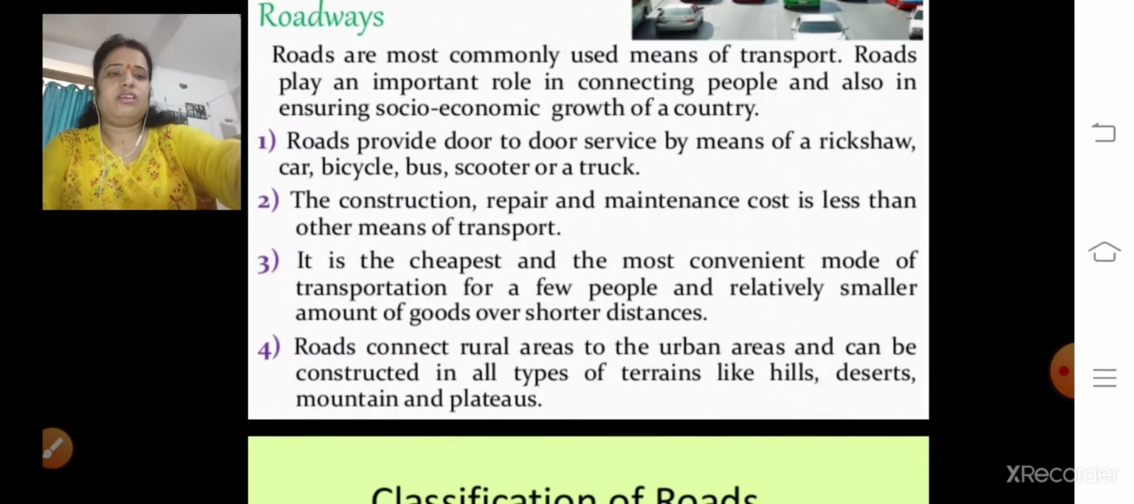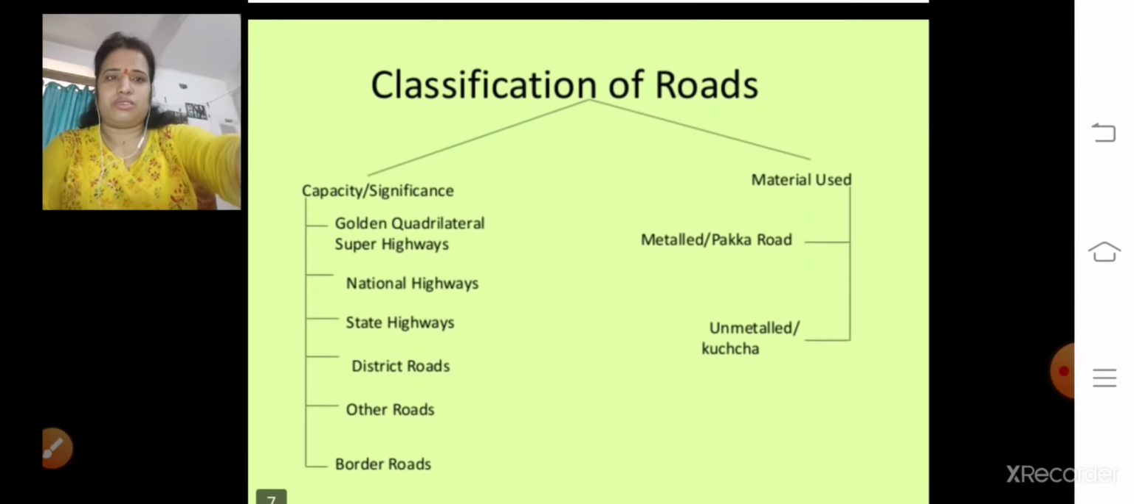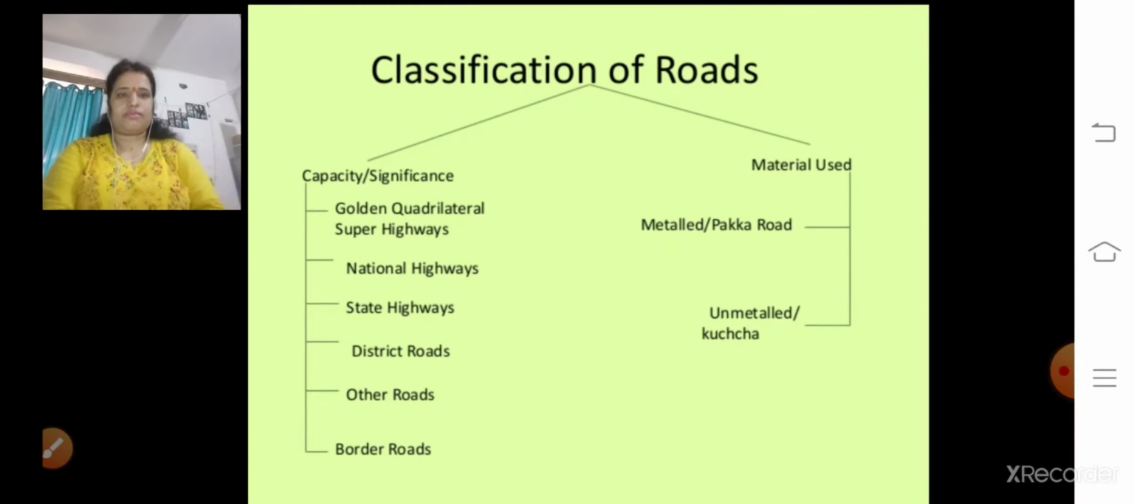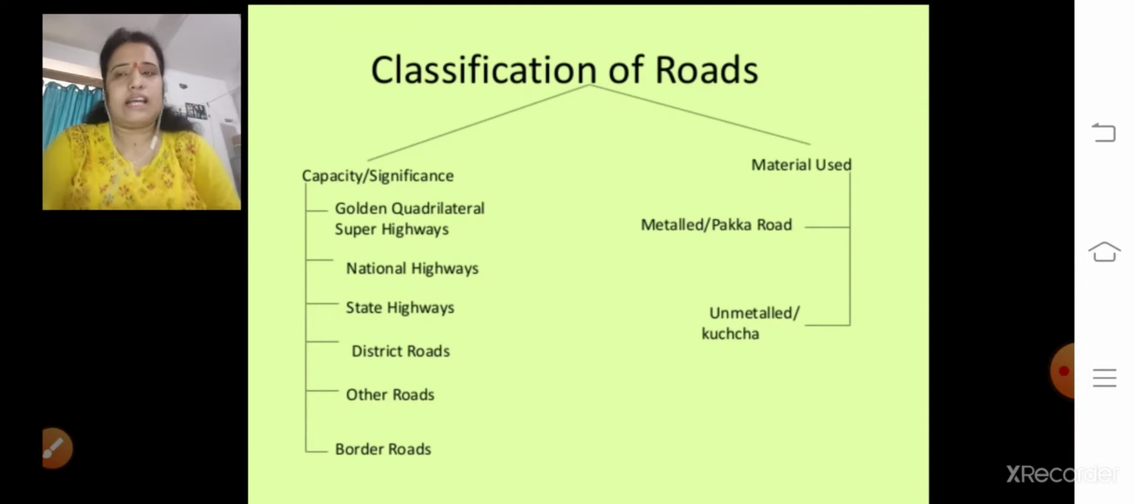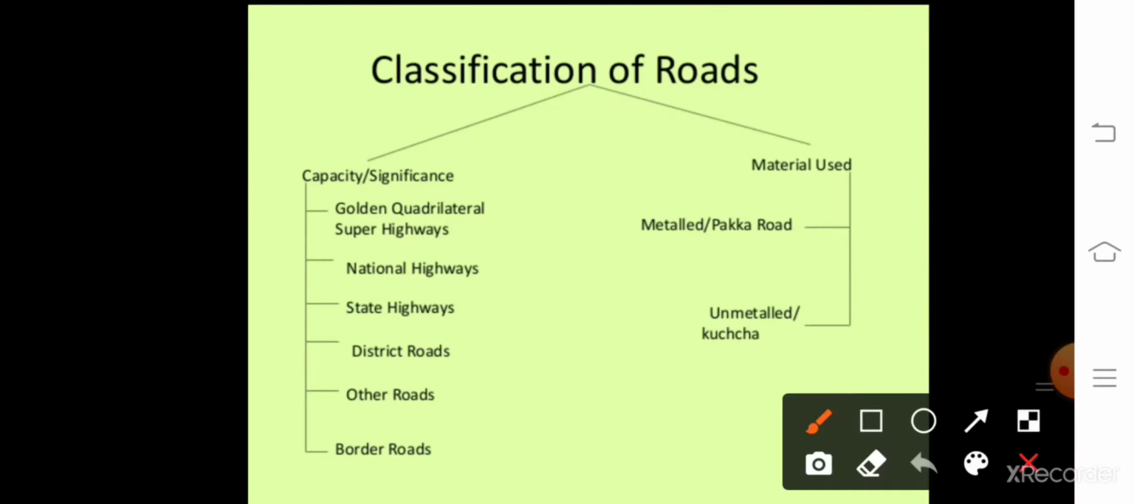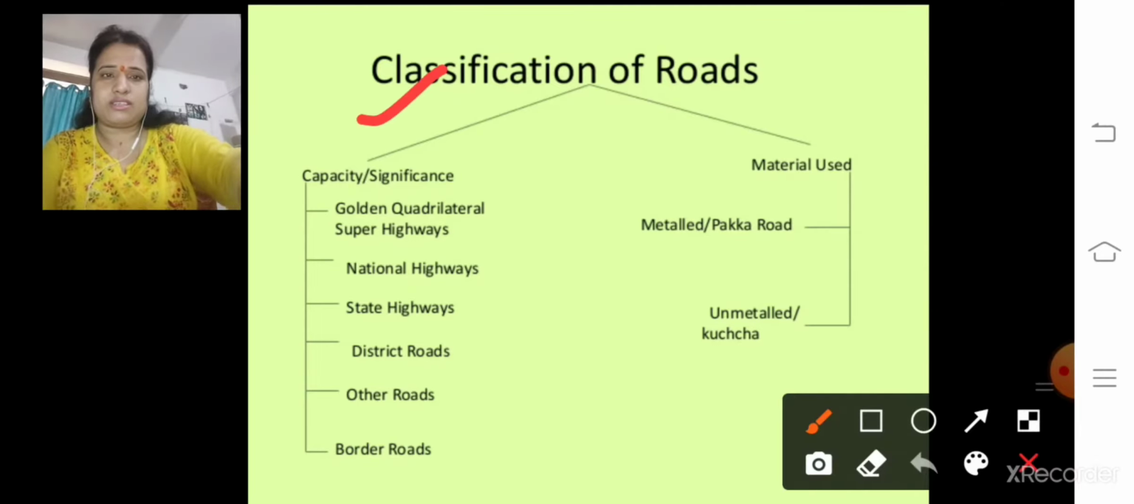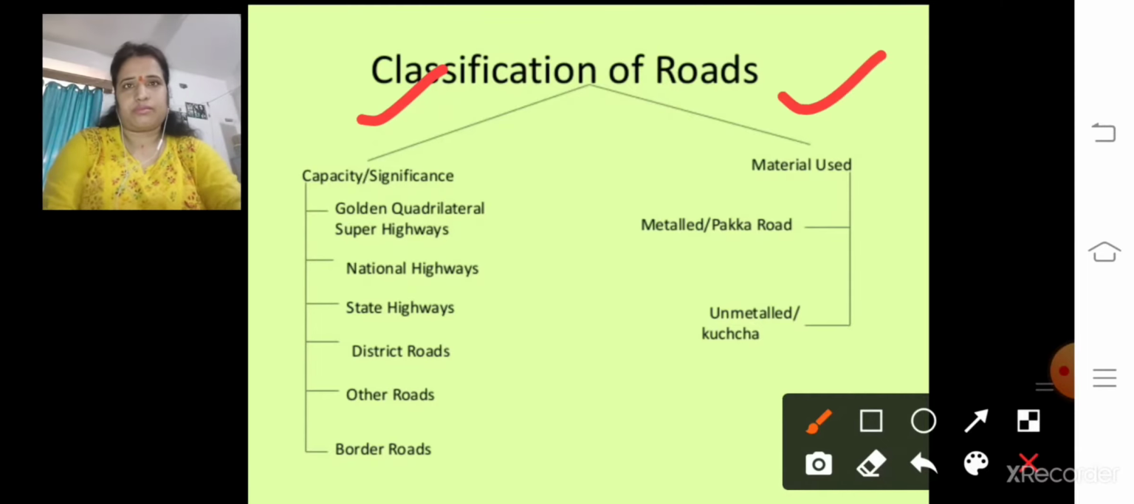Okay. Next is classification of roads. Roads are classified on two bases. First one is on the basis of capacity and on the basis of material used. Like we see in cities, pakka roads, roads are made of charcoal, and when we visit rural areas, we find the kacha roads made up of mud. Okay.